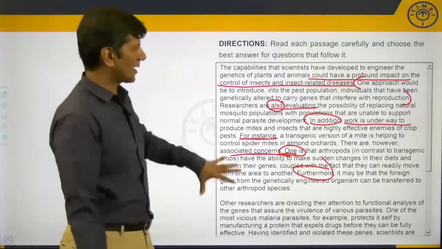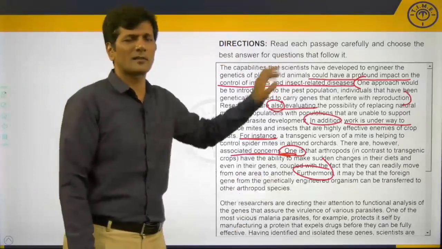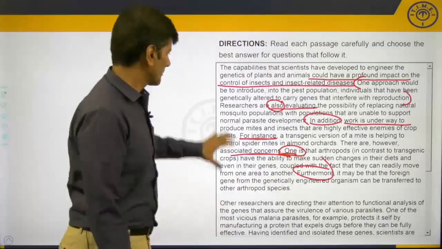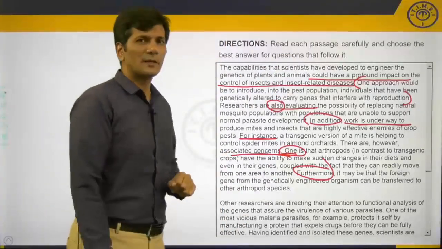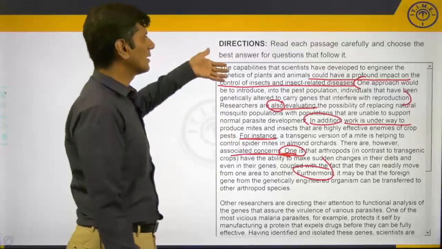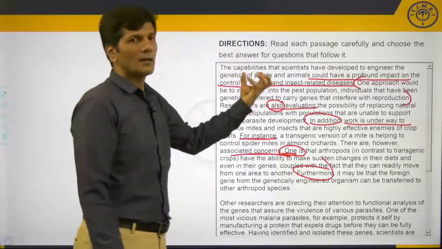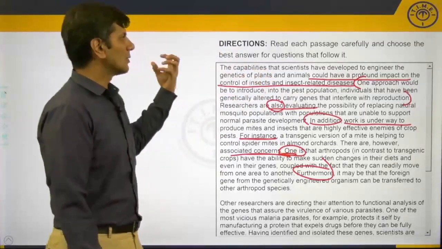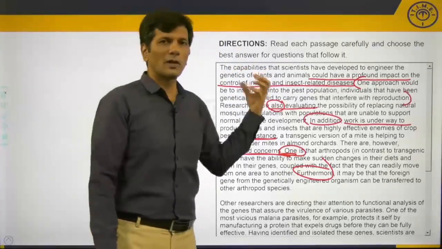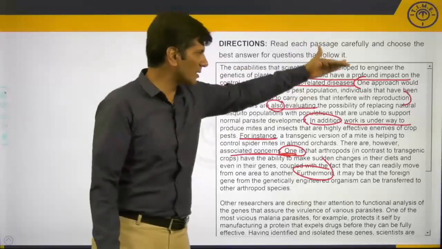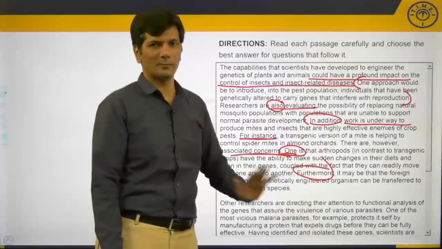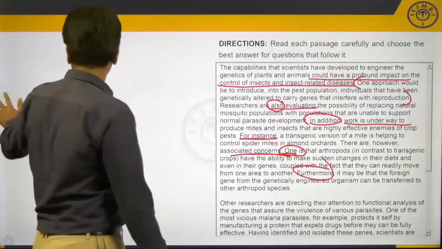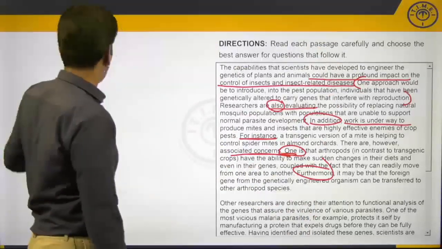So your first paragraph, needless to mention, this is a science-based essay or a passage. So the first paragraph is primarily focusing on what scientists have been doing, what kind of genetic engineering they have been doing on plants and animals to help control insects and insect-related diseases, and what are the different approaches they've been taking. That's the key part of this particular paragraph.